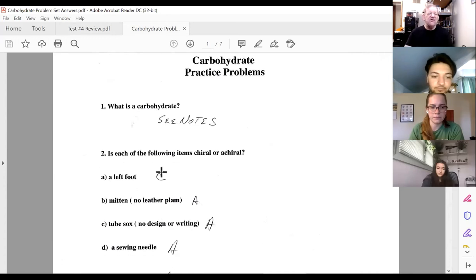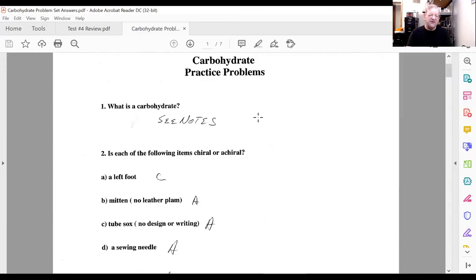All right, let's let everybody see the carbohydrate practice problems on your screen. Dr. White got lazy near the end of the semester. And what is a carbohydrate? That's a polyhydroxyl ketone or polyhydroxyl aldehyde, or a molecule that upon hydrolysis forms a polyhydroxyl ketone or polyhydroxyl aldehyde.